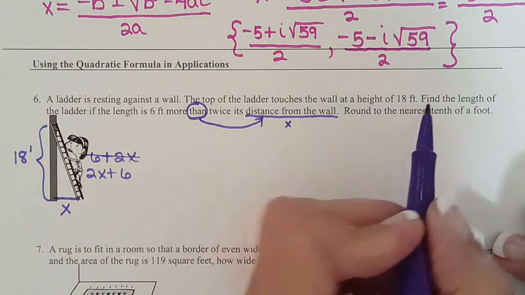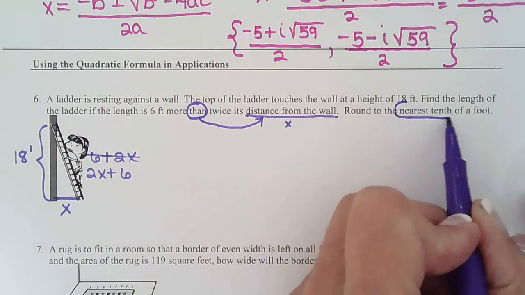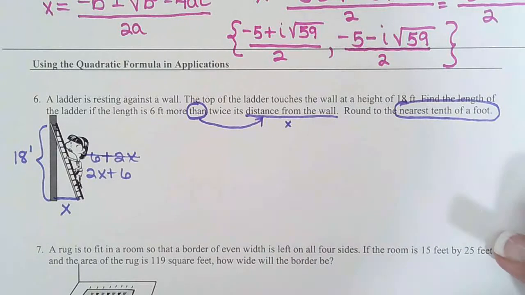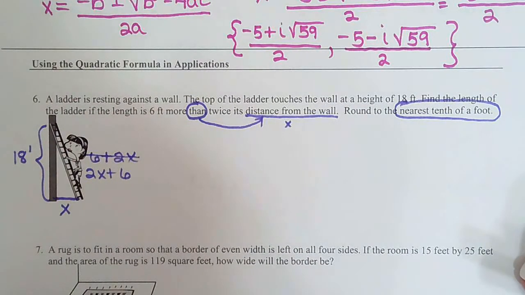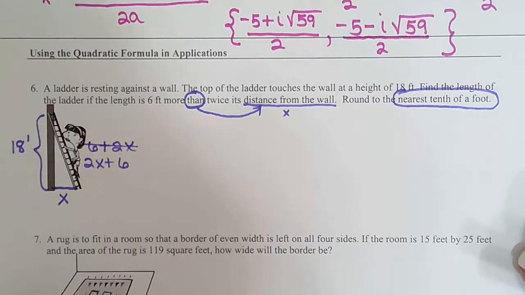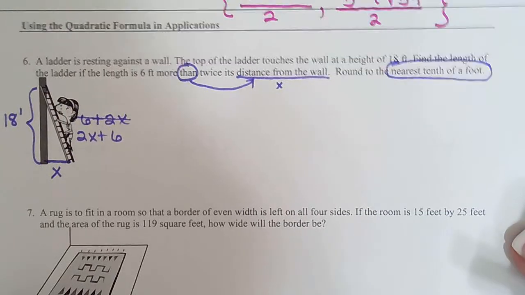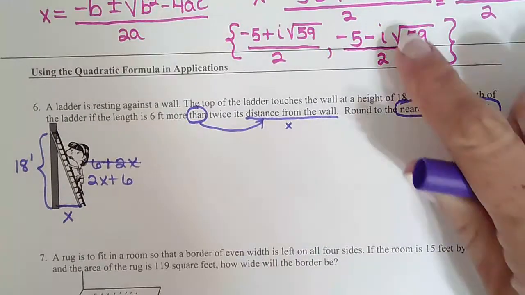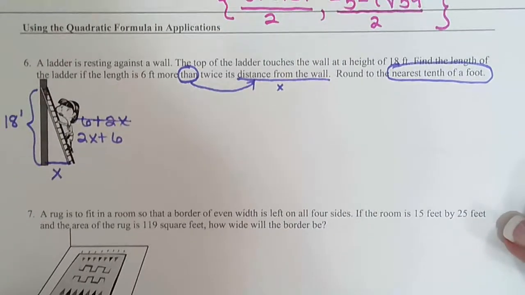Round to the nearest tenth of a foot. So that's important. That tells you that it's not going to be factorable, that we have to use a quadratic formula for it. That's your hint. And we're not going to break down the radical. We're just going to type it in the calculator.